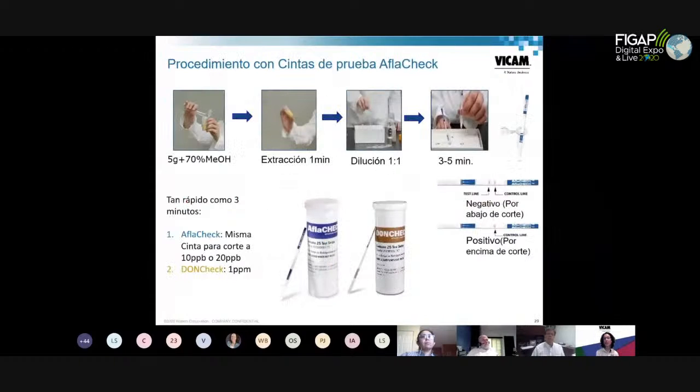So this is the first AflaCheck, which is a very rapid lateral flow strip test, which will just tell you, it will not give a number, but it will tell you whether you are above or below a certain level.